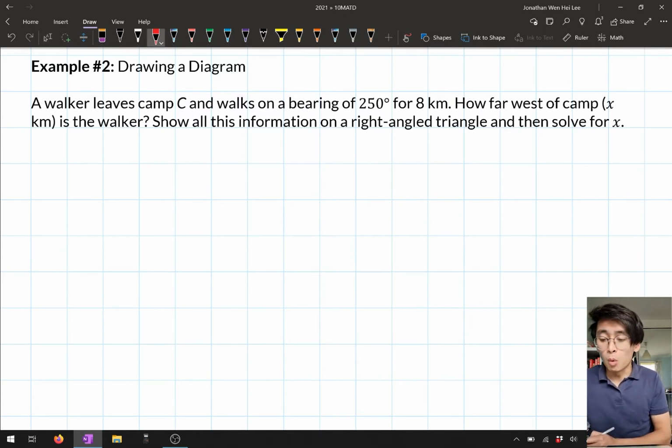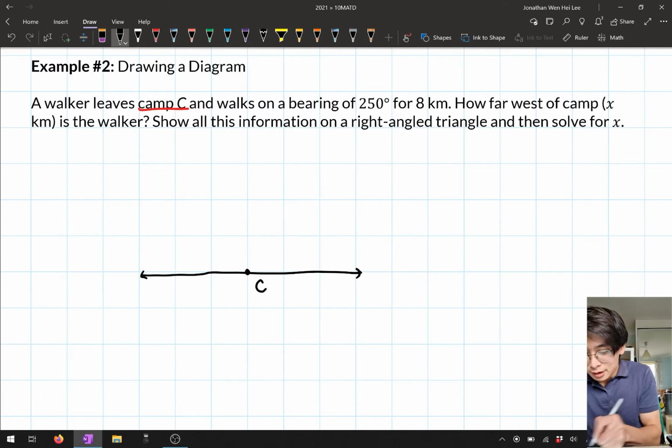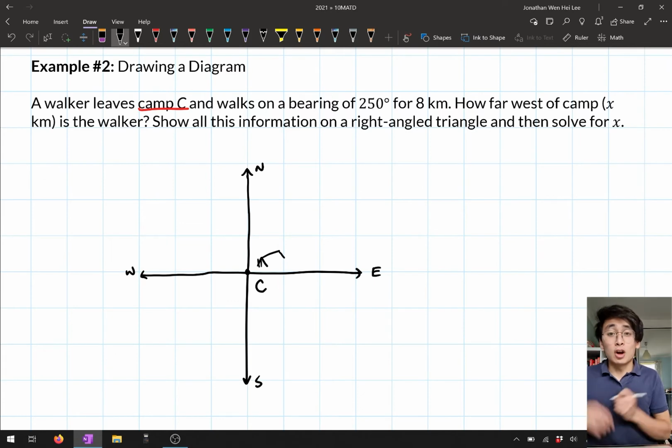First, let's read through. A walker leaves camp C. So here, we're saying that our starting point is C. At the middle of my diagram, I'm going to have C for my camp. What might be helpful is to draw my compass. So I've got north, east, south, and west. I know that I'm starting at C. The camp is over here. I'm just going to draw a little camp. We've got the campsite at C, and we're walking from there.